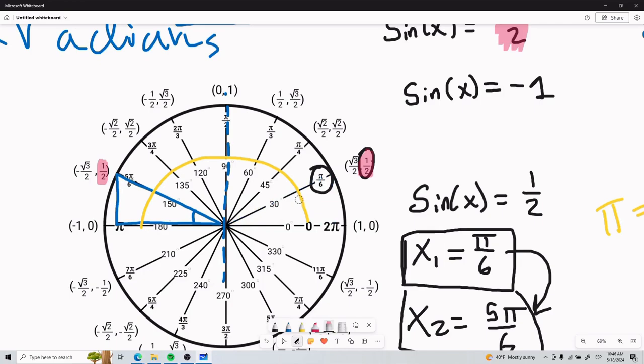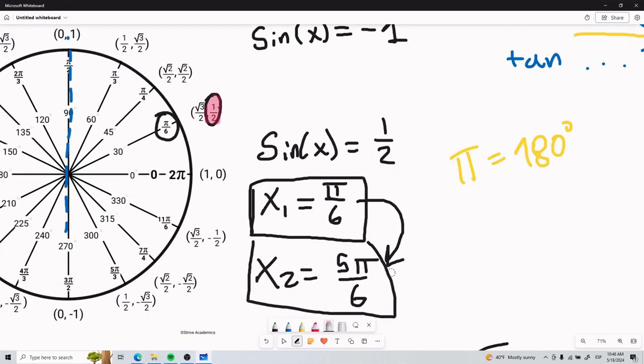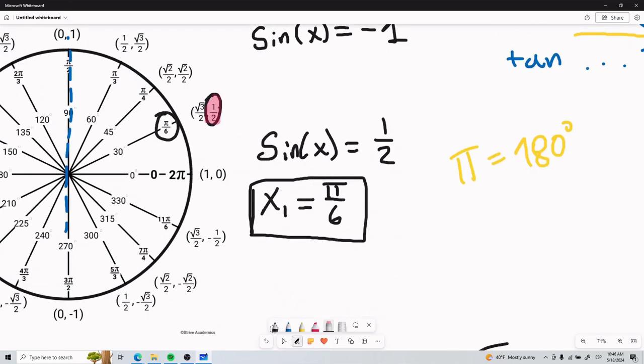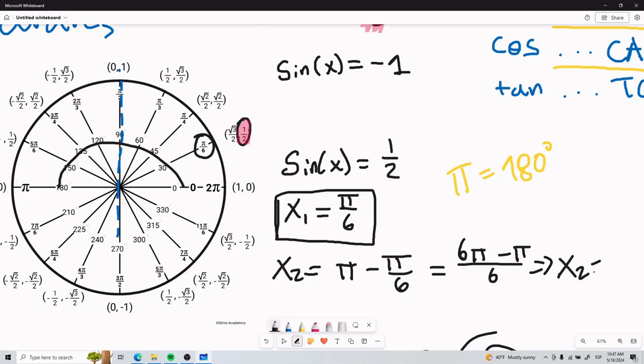Another way you can think about it is, if your first answer, the part you memorized, was pi over 6, in order to find the other one, all you have to do is do pi, which is basically 180, so you're finding the other side, pi minus pi over 6. So for x2, you amplify so that you can compare them: it's 6 pi minus pi, divided by 6. So your x2 is going to be 5 pi over 6.